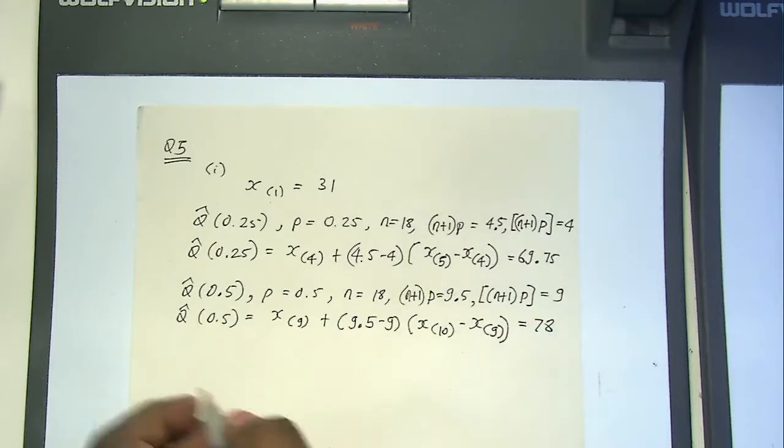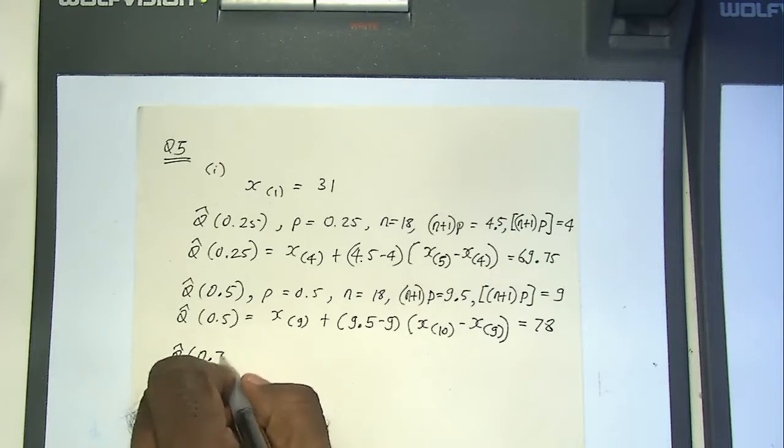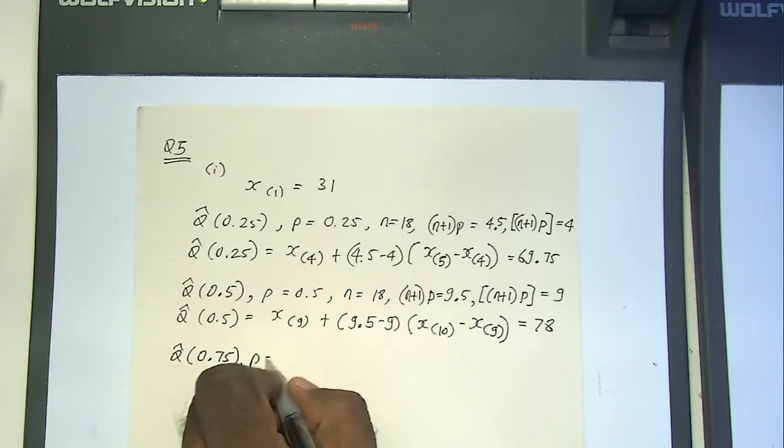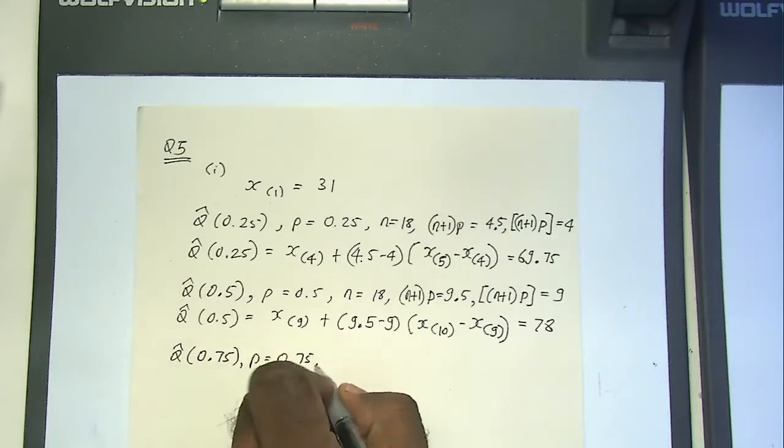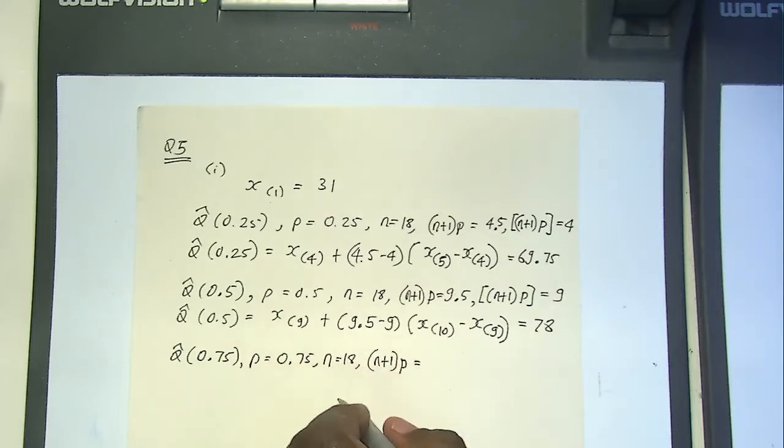You get the answer 78 for the median. Next, Q hat at the third quartile, which is Q hat at 0.75. Your P is 0.75. Your N is 18. So N plus 1 times P. Can you help me with this one, guys? What is N plus 1 times P for this?